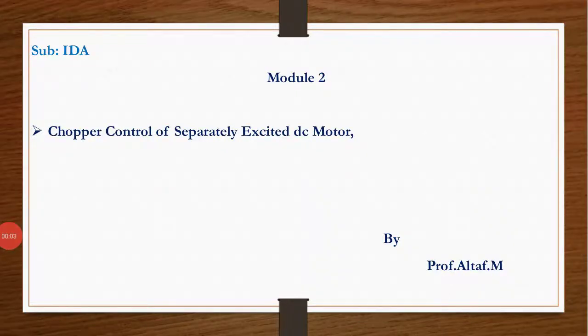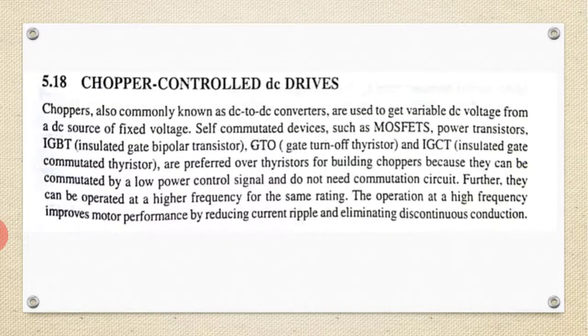Dear students, today I am going to discuss the topic chopper control of separately excited DC motor. Here the chopper, commonly known as a DC to DC converter, is used to get variable DC voltage from a DC source of fixed voltage. From a fixed voltage source we will get the variable DC voltage.